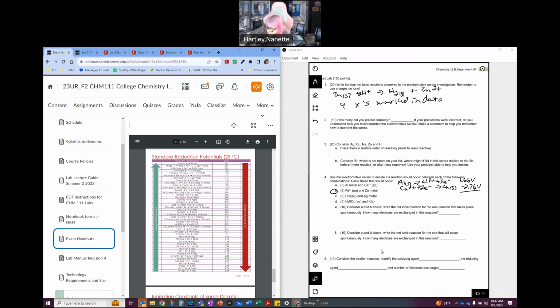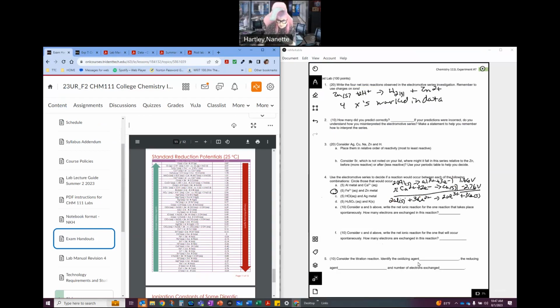So if I were to write a net ionic equation for this one, it'd be Al solid plus Ca2+. Hold on. We need to multiply this by 2 and that by 3. That means I'd have 2 Al solid plus 3 Ca2+ going to 2 Al3+ plus 3 Ca solid. Make sure that your number of electrons is the same. So that's what we're talking about there.